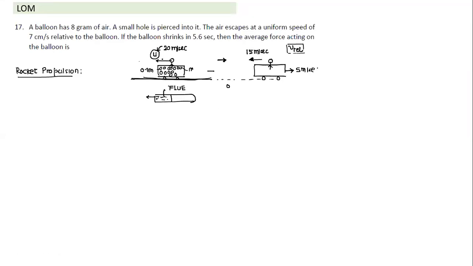Now we ask one more question. It's a really interesting question. See, if we keep throwing the ball, if I have an infinite number of balls, is it possible for the trolley to acquire a speed of greater than 20 meters per second? Is it possible for the trolley to acquire a speed of greater than 20 meters per second? Logically think and answer.